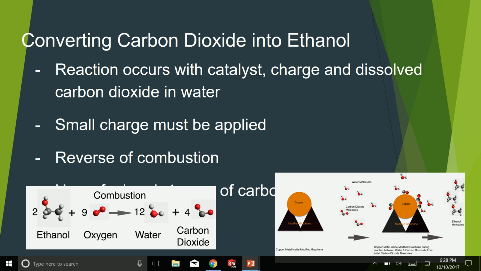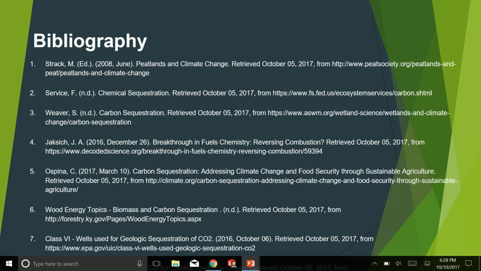Ethanol can be used as a good fuel and a good way to store carbon dioxide that is no longer in the atmosphere. We use various sources to show how these different processes can allow engineers to solve carbon sequestration.